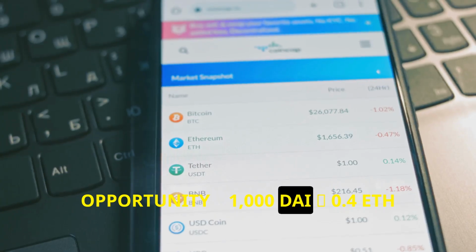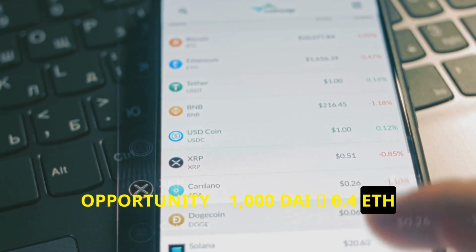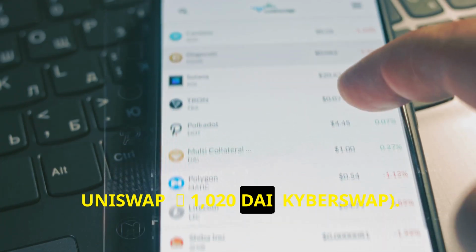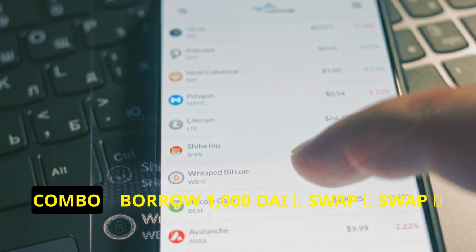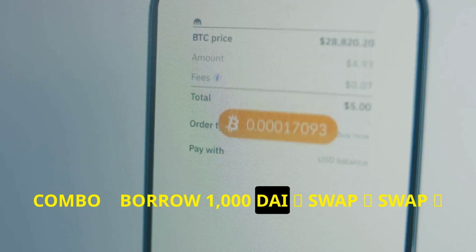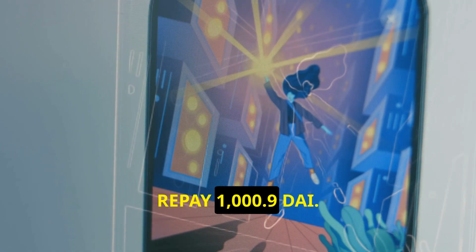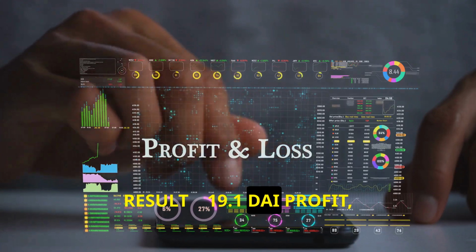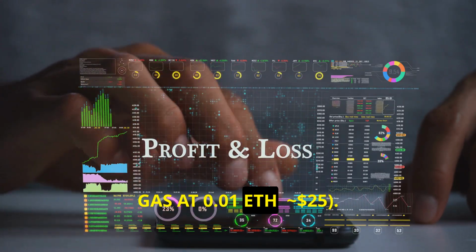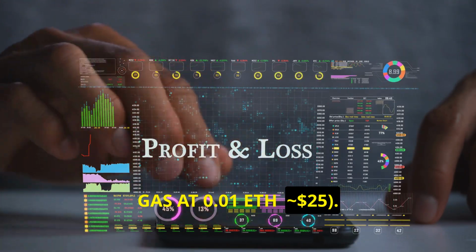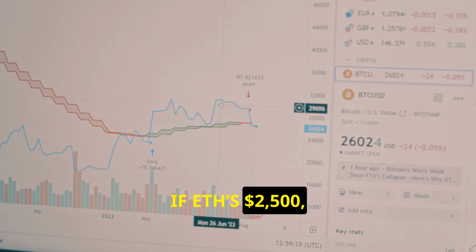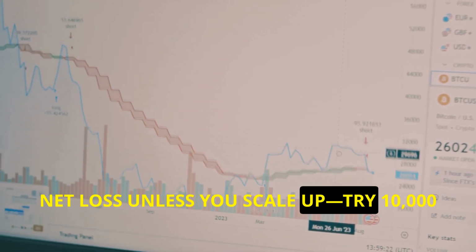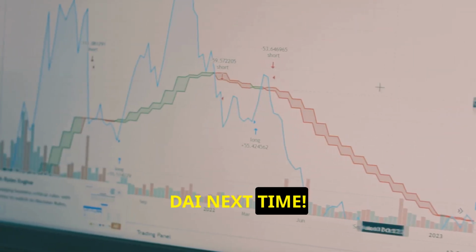To recap: set up your wallet with 0.02 ETH for gas. The opportunity: 1,000 DAI, 0.4 ETH on Uniswap, 1,020 DAI on KyberSwap. The combo: borrow 1,000 DAI, swap, repay 1,000.9 DAI. Result: 19.1 DAI profit, gas at 0.01 ETH, about $1.25. If ETH is $2,500, it's a net loss unless you scale up, so try 10,000 DAI next time.